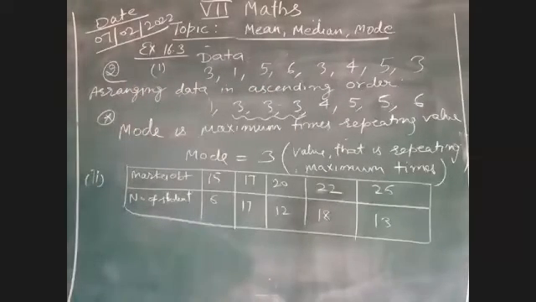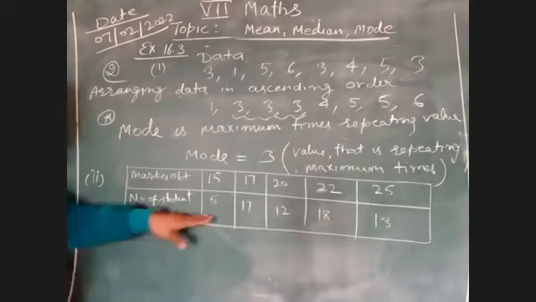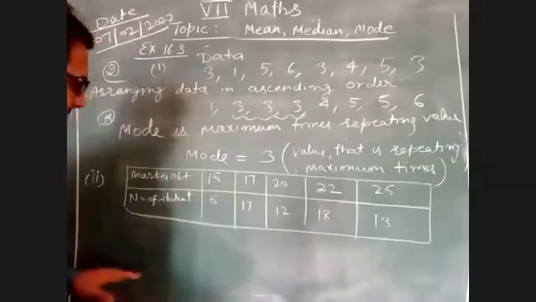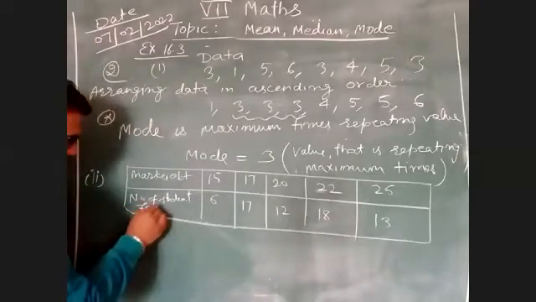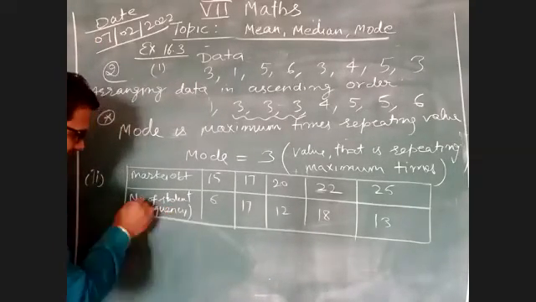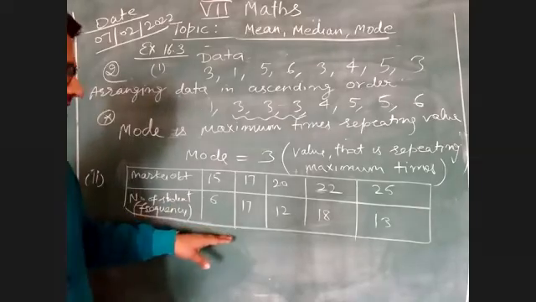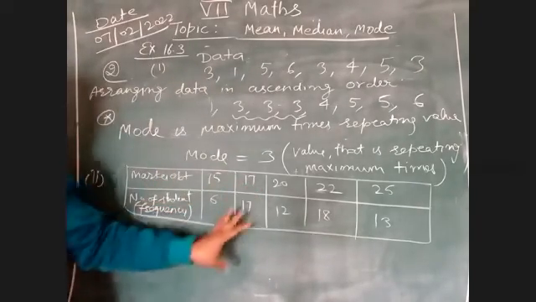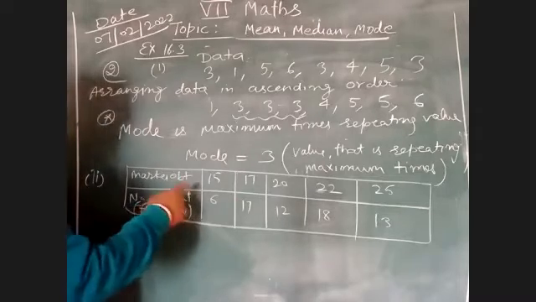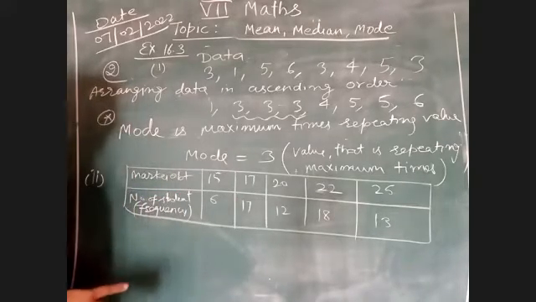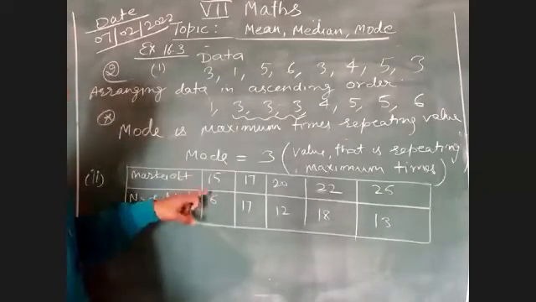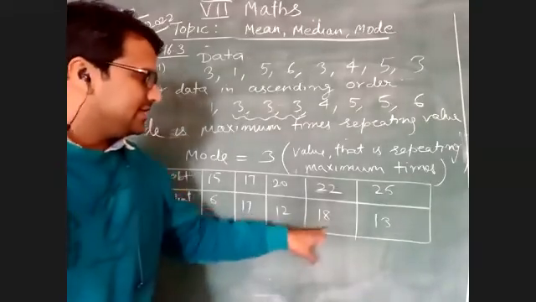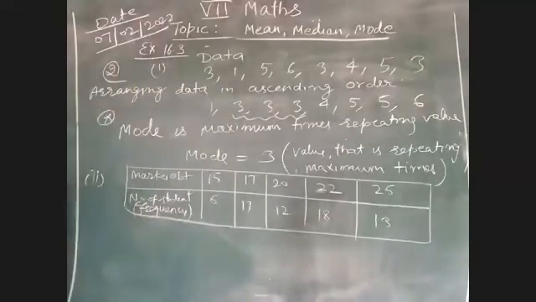So if you want to find out the mode for this data, you have to just simply observe these frequencies, as we have done in the previous exercise. This is called the frequency of your data, and you have to observe which frequency is highest in your data. This is a group data question, called grouped data. In this grouped data, frequency is given. These are the frequencies: 6, 17, 12, 18, 13.